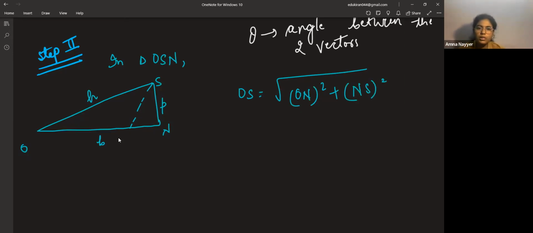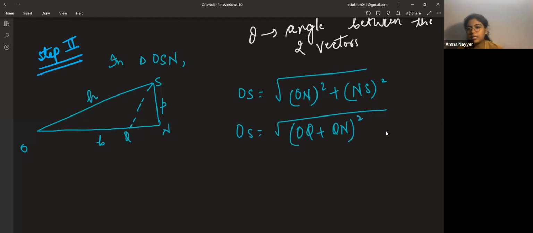Now coming to this, what was this point? Q we had taken. What is your ON made up of? ON is actually the sum of OQ and QN. See, this entire is ON. So ON will be equal to OQ plus QN. So OS square is actually equal to OQ plus QN whole square plus NS whole square. This is what we have on applying the Pythagoras theorem.